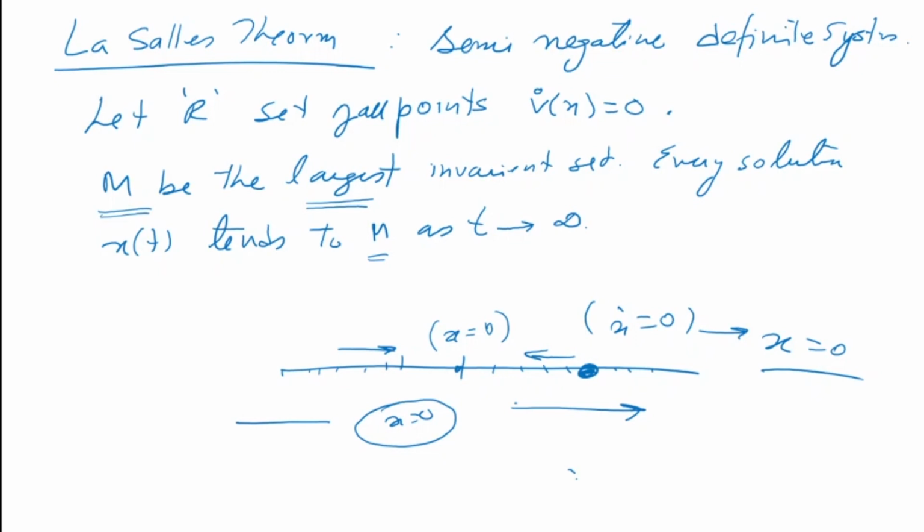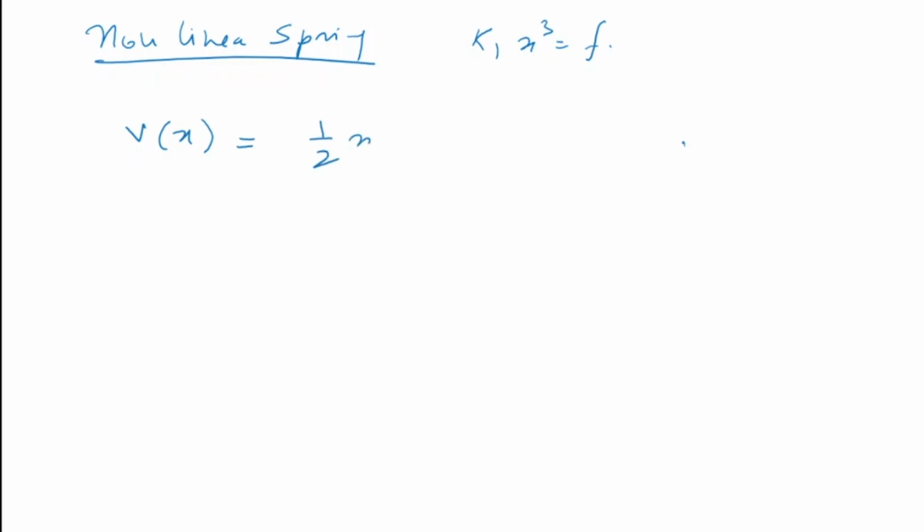Yes. For example, let us look at a nonlinear spring. Let us say we have a nonlinear spring, k1 x cubed, equal to f. This is my nonlinear spring. Now we generate an energy function V(x), which is equal to half kinetic energy, x dot squared. Let me write it: spring mass damper system with a nonlinear spring, that makes it more complete. m x double dot plus b x dot plus k x cubed is equal to 0. Now this has a nonlinear spring, which is given here.